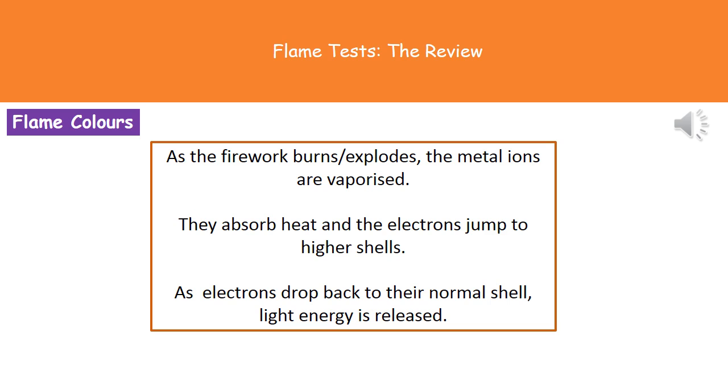metal ions. So what actually happens in our firework is, as it burns or explodes, those metal ions present within it are going to be vaporized. They absorb heat from the burning or the explosion, and that causes the electrons to jump into a higher electron shell. Now as they then drop back to their normal shell, those electrons are going to be releasing energy in the form of light, and that's what gives us those distinctive colours that we see in those firework displays.